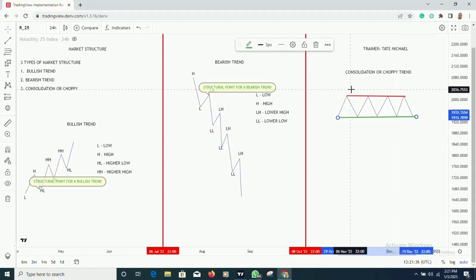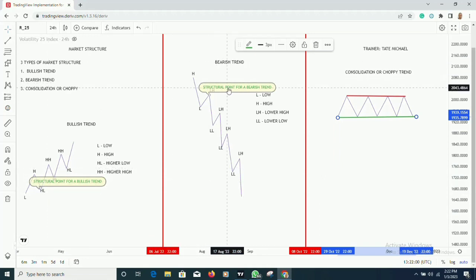But let's continue now. Remember, I said this point is the structural point for a bearish trend. And I said the lower high for a bearish trend is not valid until a lower low is formed. And the structural point higher low is not valid until a higher high is formed.